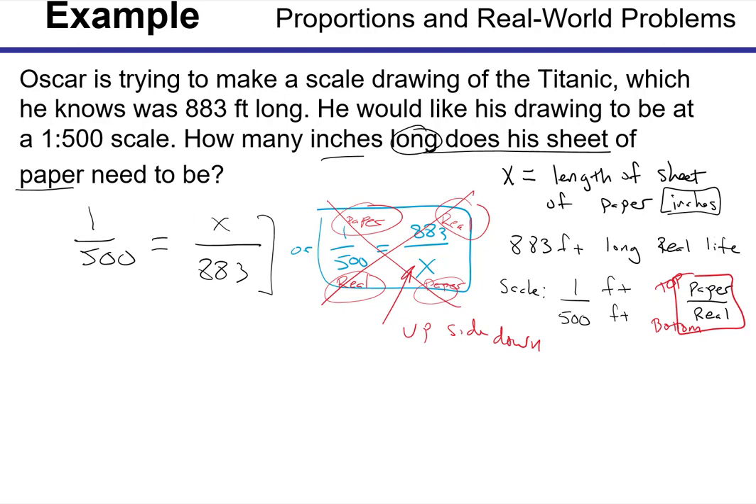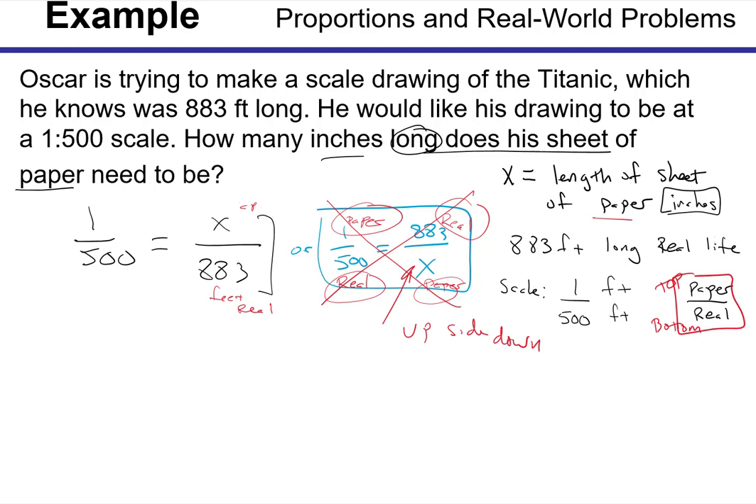But if we look at the first one, the 1 we said was paper length. And what is x? X is the length of paper. So the top matches with the top. And the 500 is feet of the real life ship, and the 883 is feet of the real life ship. So now we're seeing everything matched up. So the black equation is the correct one.